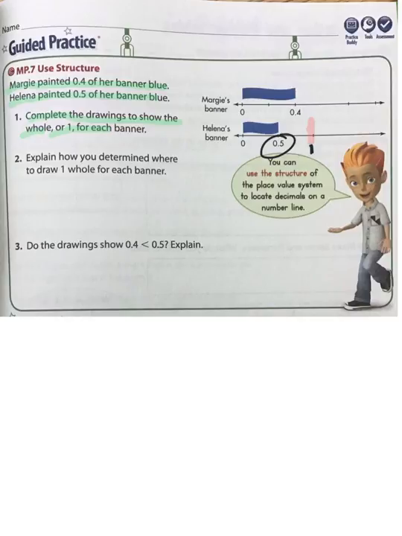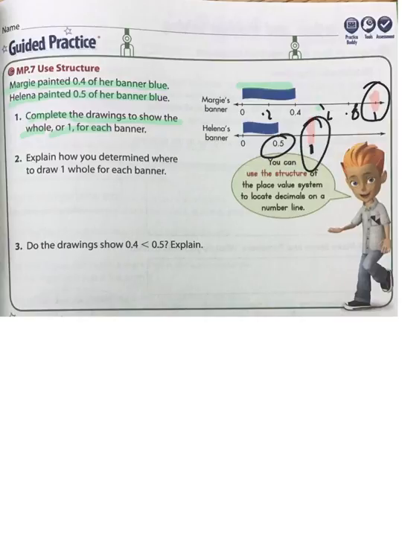So now I'm going to look at Margie's banner. Margie's banner is 4/10. That's less than half. So I know that 1 whole is going to be a greater distance than this amount right here, because that's only 0.4. So 1 is going to be all the way over here. We are counting by 0.2. So this would be 0.2, then we have 0.4, then we're going to have 0.6. This point right here is going to be 0.8, and this is going to be 1. So 1 for Margie's banner is going to be right here, and for Helena's banner is going to be right here.